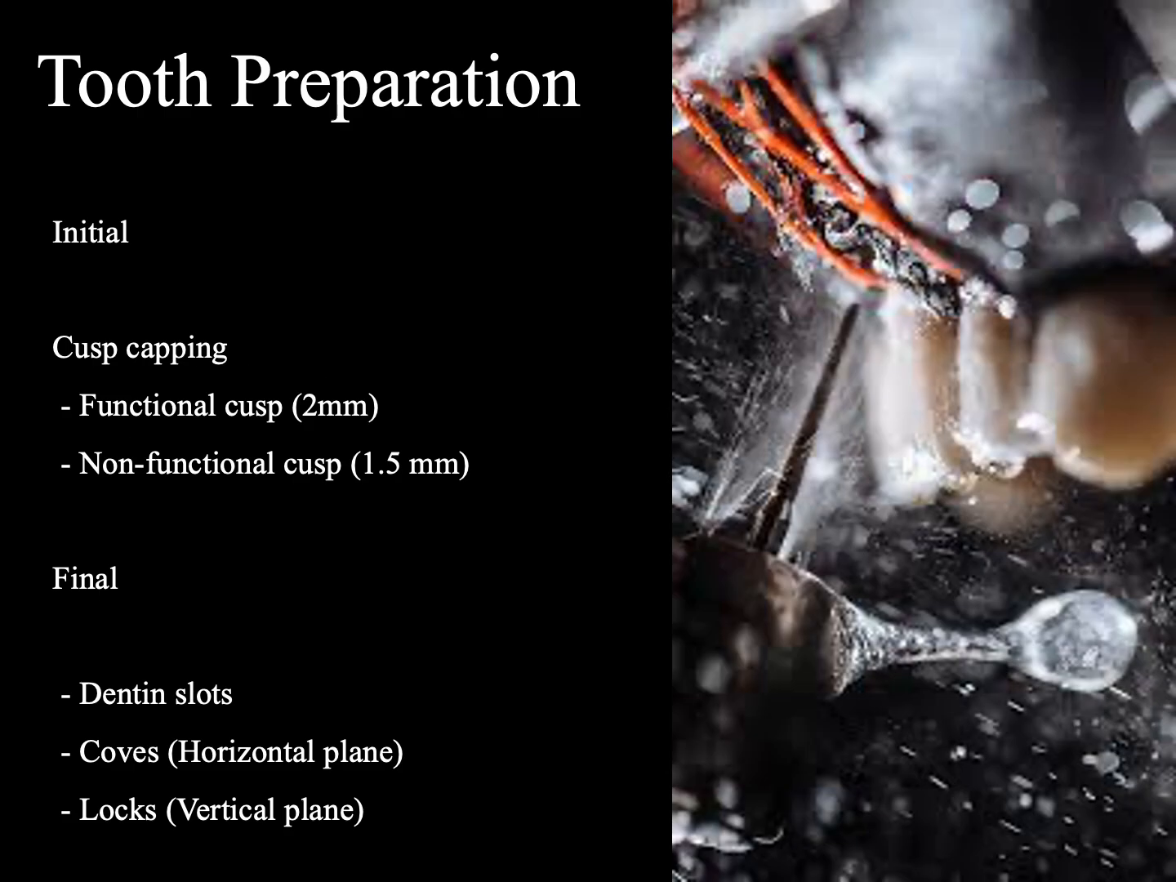Coming to the clinical technique of how to do a complex amalgam restoration, we start with the tooth preparation. For the initial tooth preparation, we generally do cusp capping, wherein for the functional cusp you have to reduce 2 mm, and for the non-functional cusp you have to reduce 1.5 mm. Finally, you can also provide dentine slots, coves and locks for the restoration to be held on the tooth.